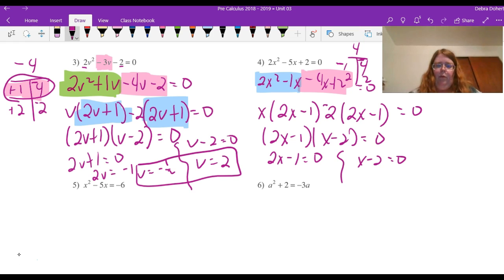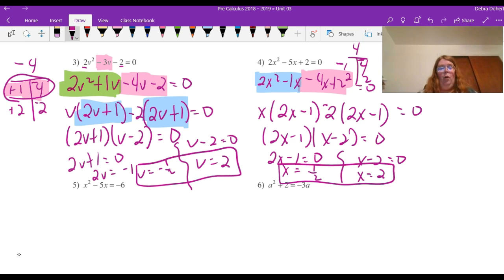We're going to move the 1 to the opposite side, which means it's a positive 1 now, and we divide by 2. So x would be a positive 1 divided by 2. Make this 0 by adding 2, so x equals 2. Put a box around your answers.